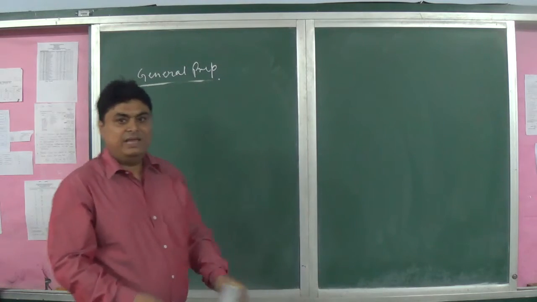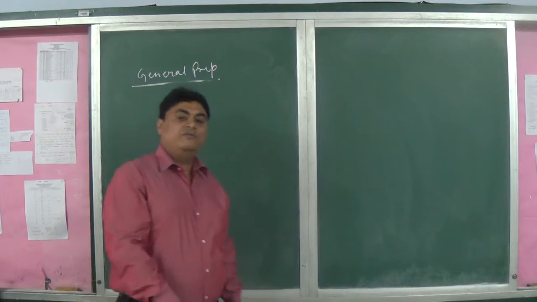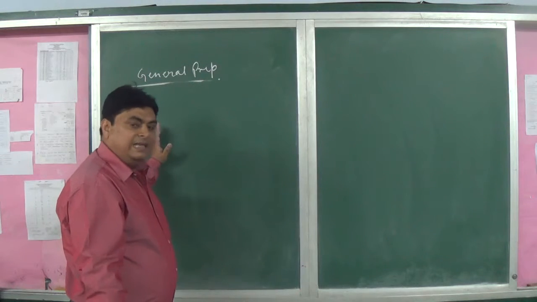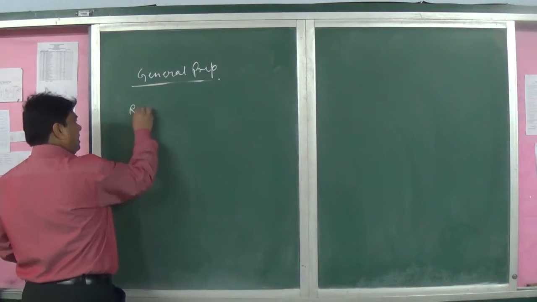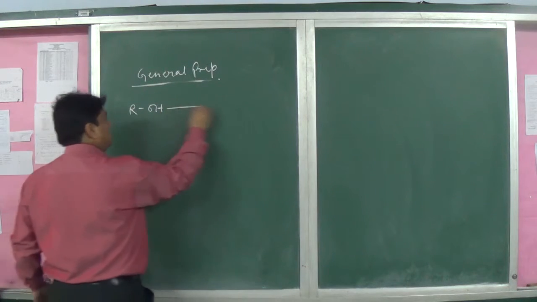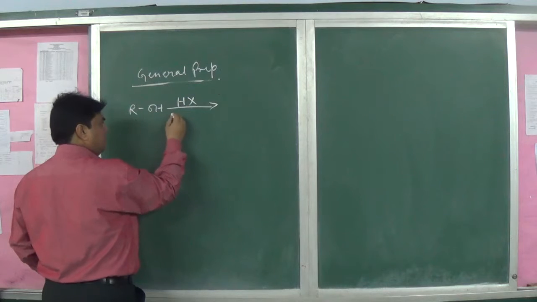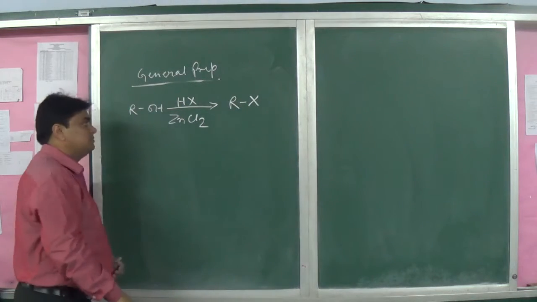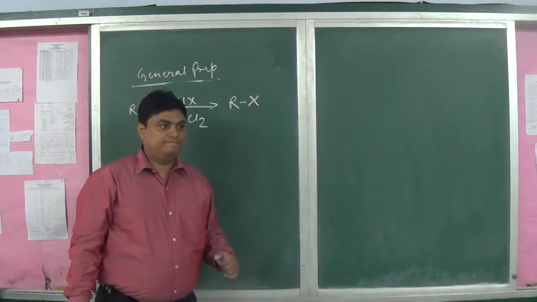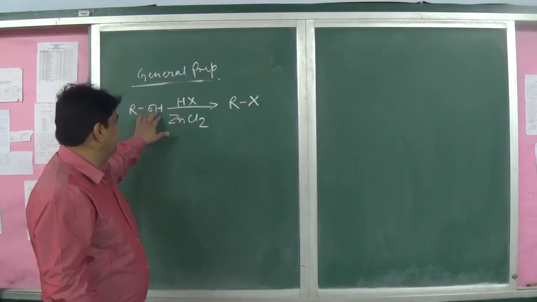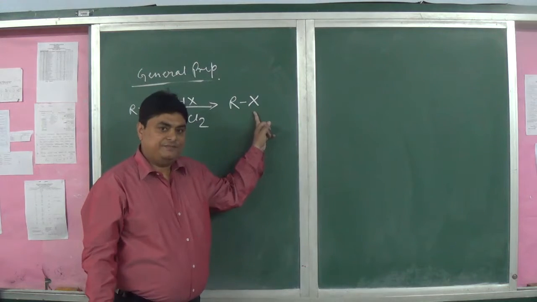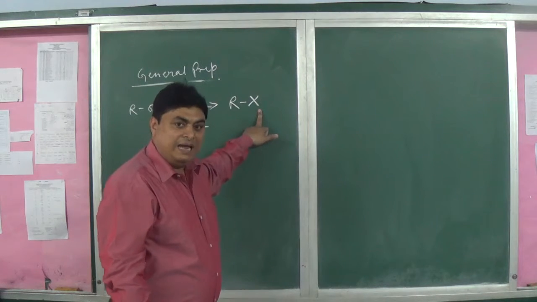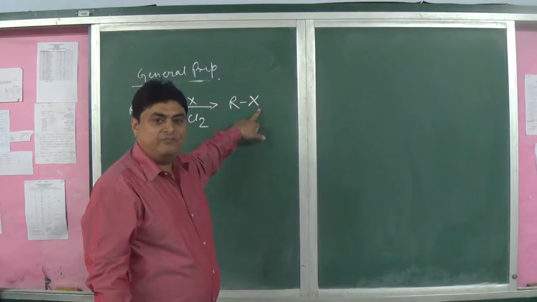So where a nucleophile substitutes another nucleophile is said to be a nucleophilic substitution type of reaction. Haloalkanes can be prepared from an aliphatic alcohol by X negative. In this reaction, one nucleophile is getting substituted by another nucleophile, so we can say it is the SN type of reaction.